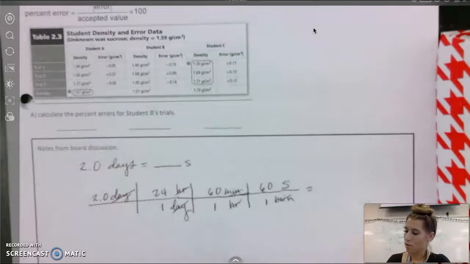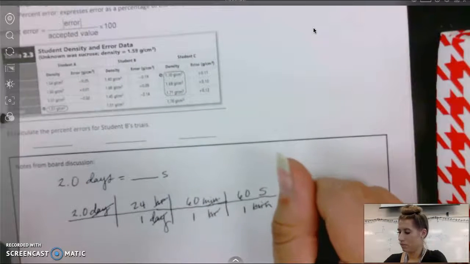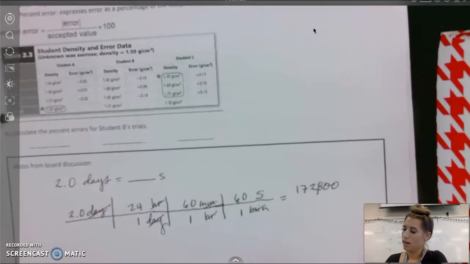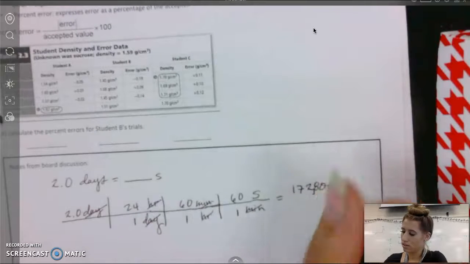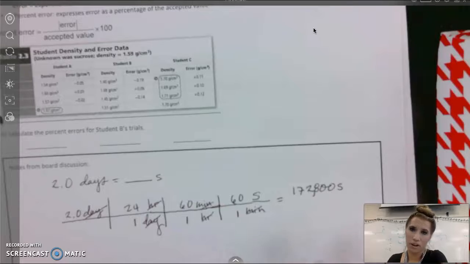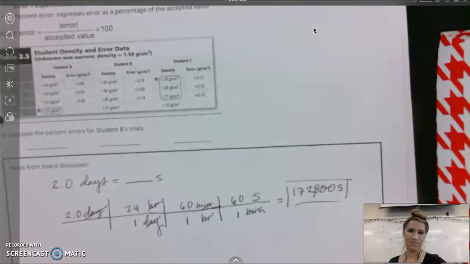So on the top of my fraction here, I'm going to take 2 times 24 times 60 times 60. And I get 172,800, with units of seconds, divided by 1 times 1 times 1. Anything divided by 1 is itself. So that's how many seconds there are in 2 days.